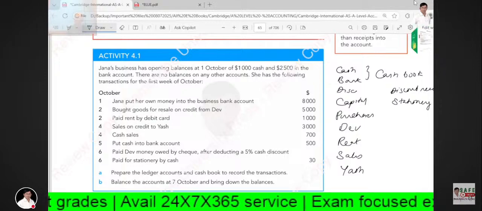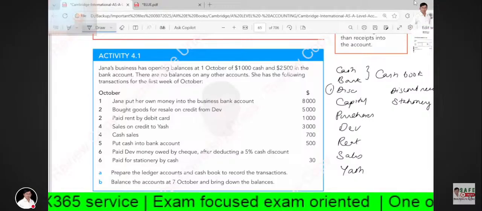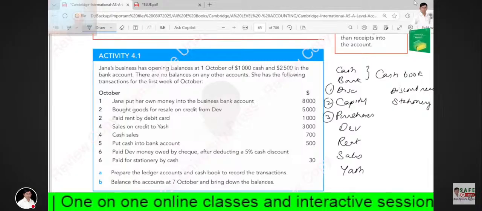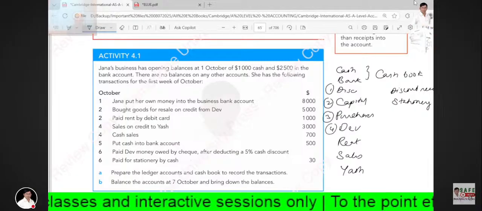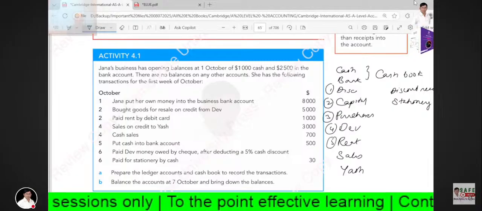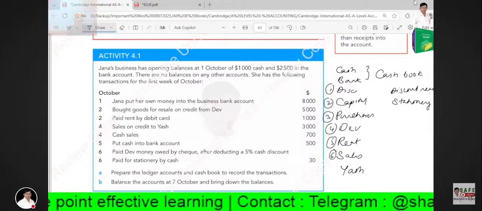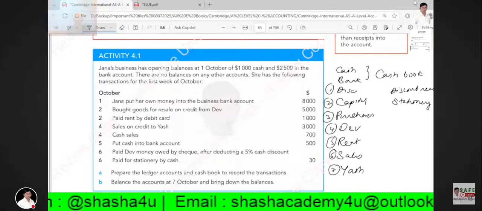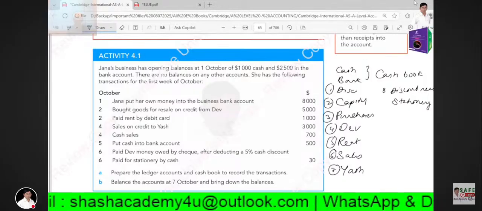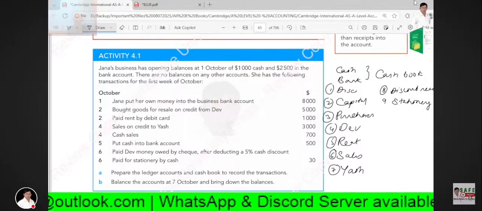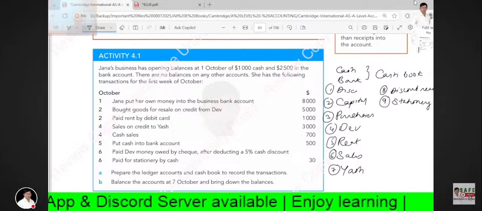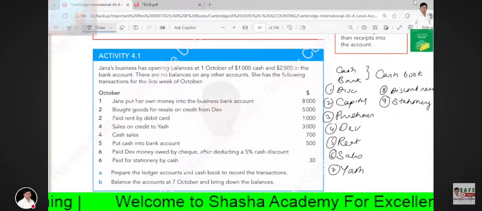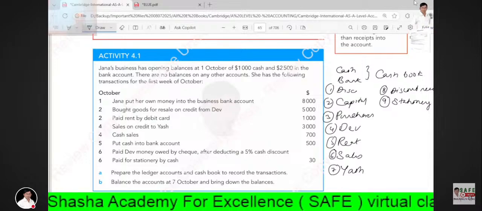So how many accounts do we need to prepare? 1, 2, 3, 4, 5, 6, 7, 8, 9, and 1 cash book. So cash book is a ledger account as well as a book of prime entry.